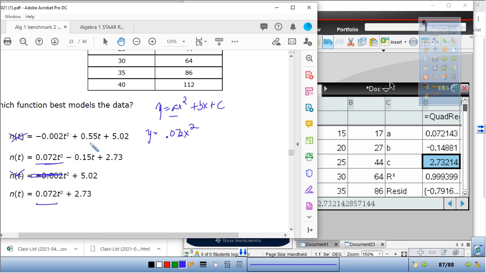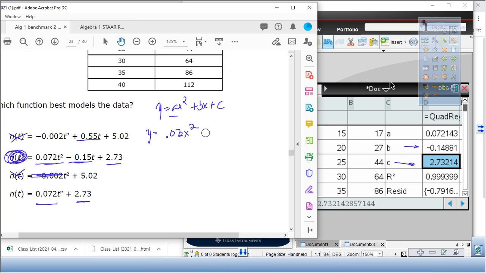Oh, okay, this one has a b term. Does this one have a b term? And there it is. There's my answer right there. Okay, and then the last one, C, would be 2.73. This one has a b term. This one does not have a b term.